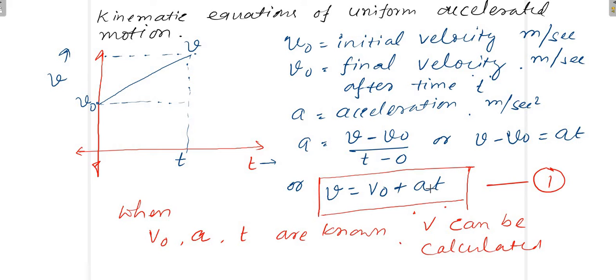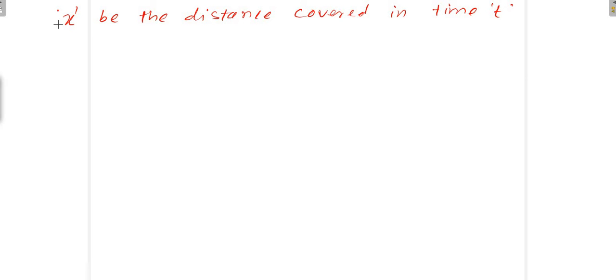So this is the first part of the kinematic equations. Now let's go to the second part. The second part deals with distance. Suppose I want to find out how much distance is covered. Let x be the distance covered in time t, of course with uniform acceleration, right?